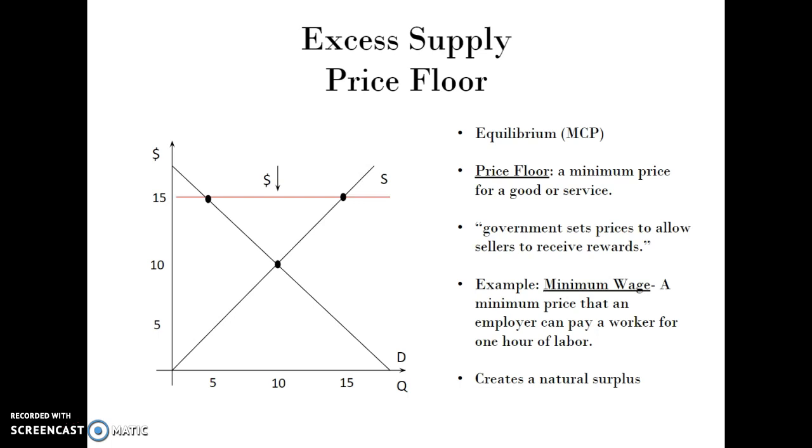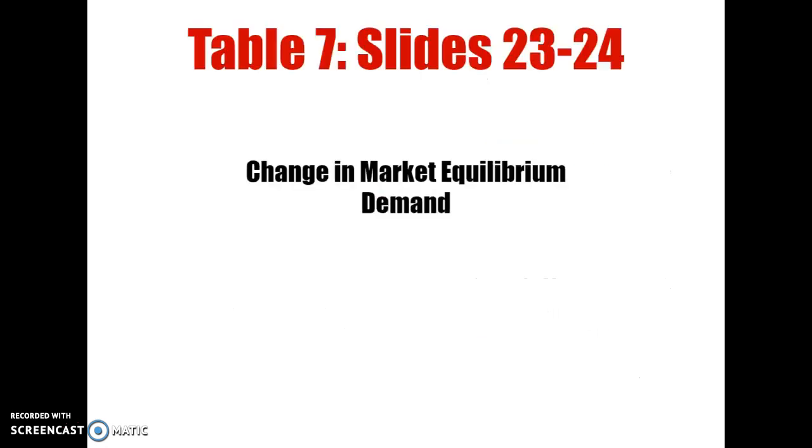This is basically like minimum wage. Employers want to pay people as little as they possibly can, but workers aren't willing to work for that much. So therefore, this creates a natural surplus. So in this case of minimum wage, if the price goes up, there's actually more workers than there is demand of jobs. All right, so that's basically the idea of minimum wage.